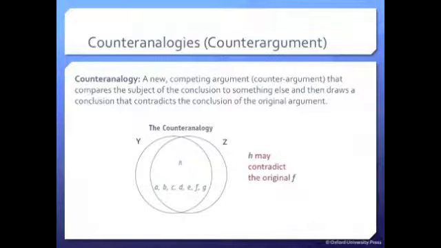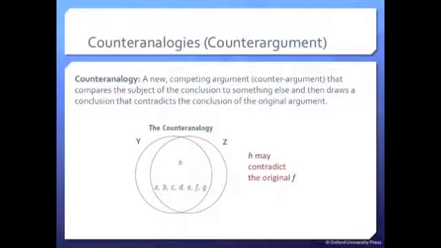Another thing that you need to be concerned with are counter-analogies. A counter-analogy is a new competing argument, otherwise referred to as a counter-argument, that compares the subject of the conclusion to something else and then draws a conclusion that contradicts the conclusion of the original argument. In other words, a counter-analogy is in fact an analogical argument. It's an analogical argument that is given in response to the previously given analogical argument. It is a counter-argument not only because it's given in response to the previously given argument, but also because its conclusion is the opposite of the conclusion of the previously given argument.